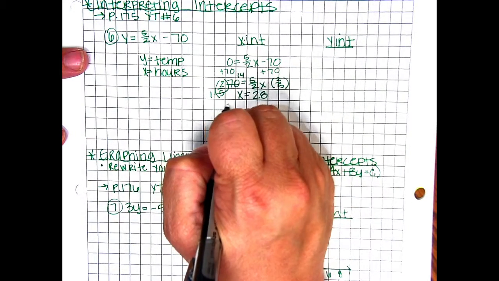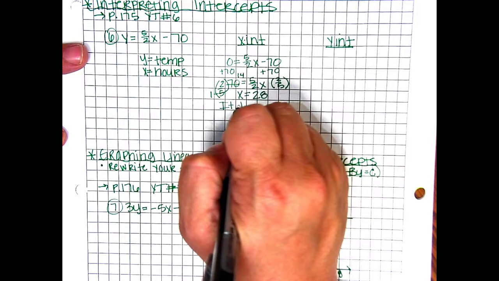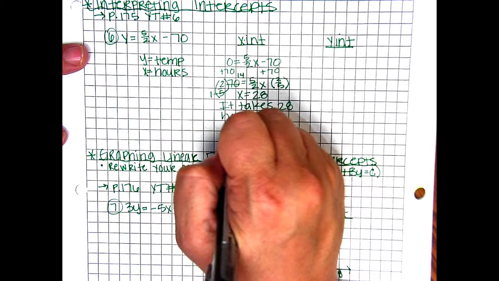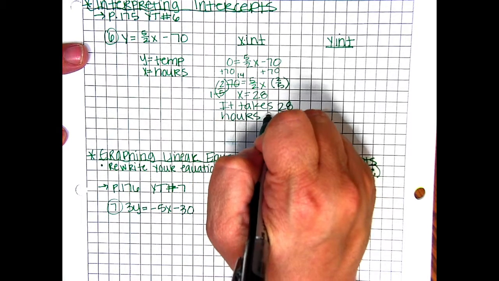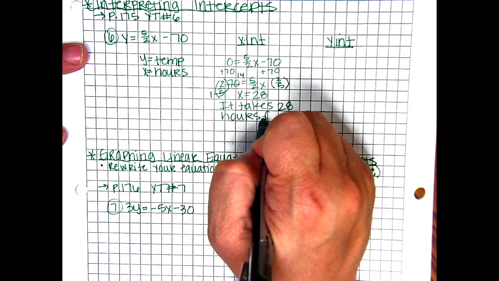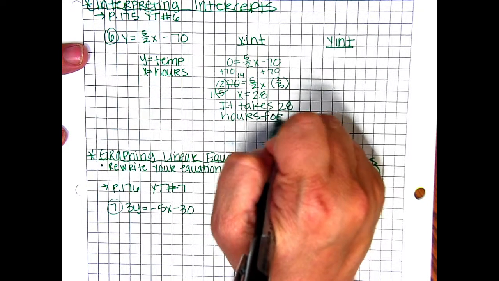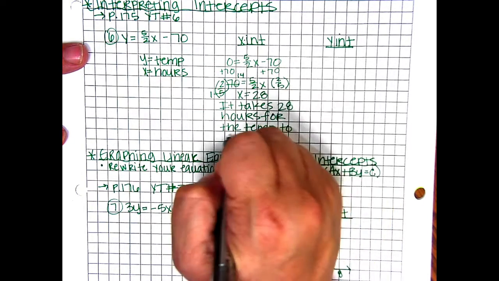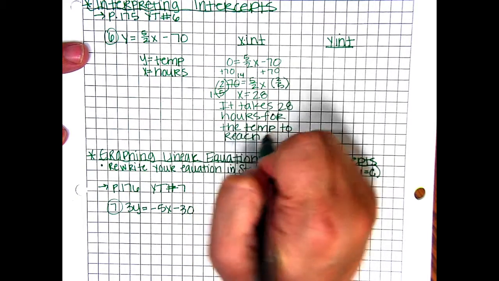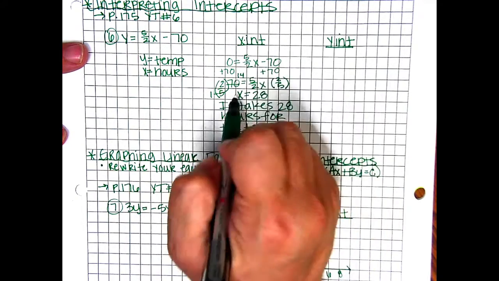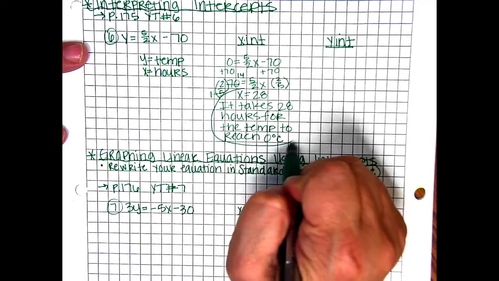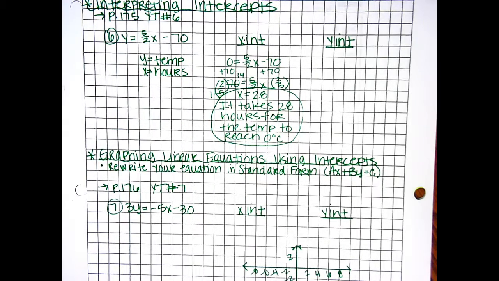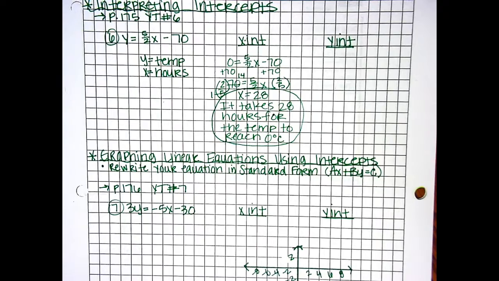And because 28 is the hours, that means that it takes 28 hours for the temp to reach 0 degrees Celsius. Right? Because it's whatever the x means when the y value is 0.